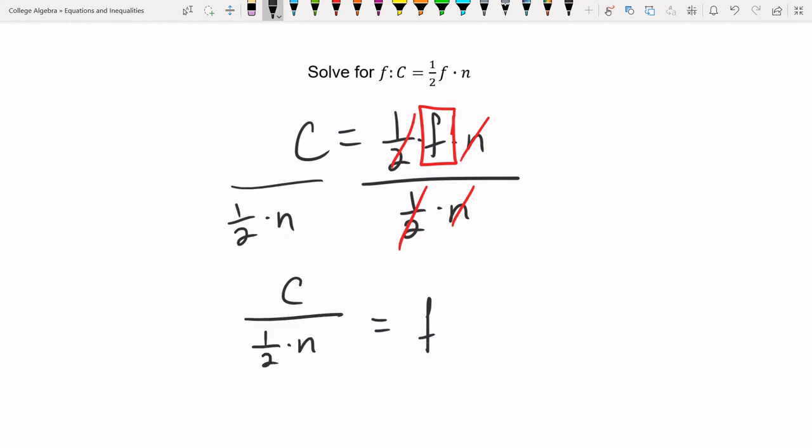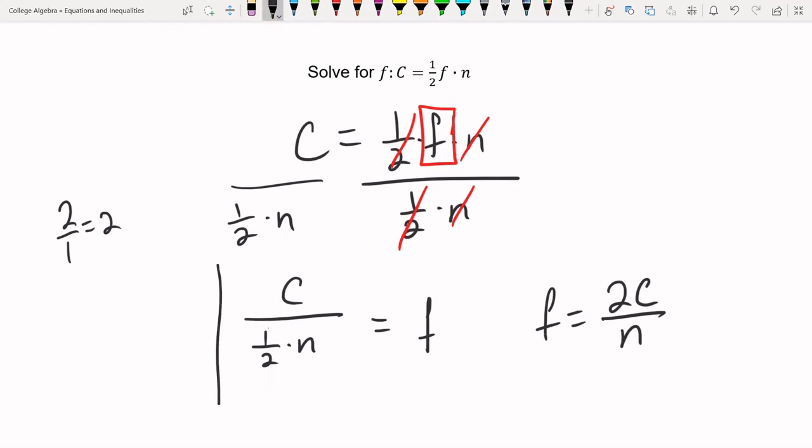Now, of course, you have a division by a fraction. You could say, well, we can multiply by the reciprocal. The reciprocal of 1/2 is just 2 over 1, right? But 2 over 1 just equals 2. And we're multiplying by that. So you could say that this just equals 2c over n. Either one of these is really the same thing.